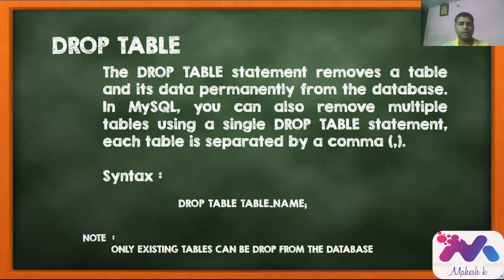Now drop table, we can do single and multiple also. Drop means it will be deleted permanently from your database. So this is the procedure. You can do multiple or single. The single syntax is: drop table, then the table name. If you want to do multiple at the same time, then you have to use a comma, then the next table name, and at the last a semicolon. Only one thing to remember, note: only an existing table can be dropped from the database. If it is not available, then you can't do it.